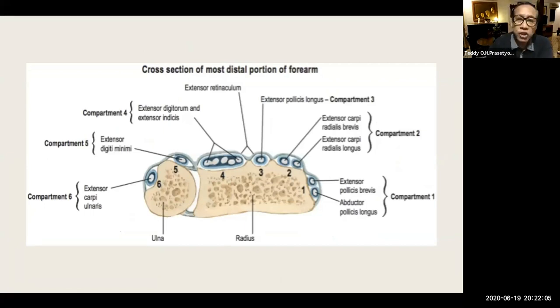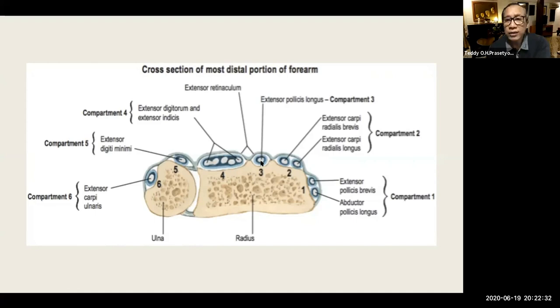Now, let's bring it to the wrist level, which is quite unique in the positions of the extensor tendons, where they do not follow a course subsequent from radial to ulnar, specifically with compartment number 3. The thumb is positioned on the radial part, but the extensor pollicis longus is actually not on the main radial side. It comes in the 3rd compartment.